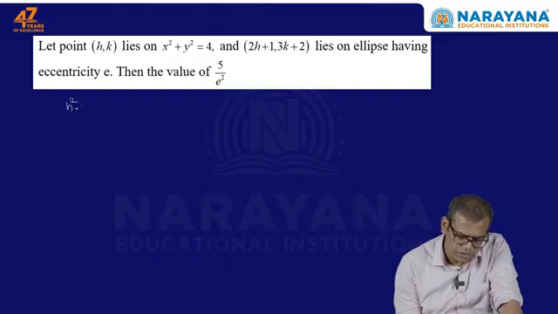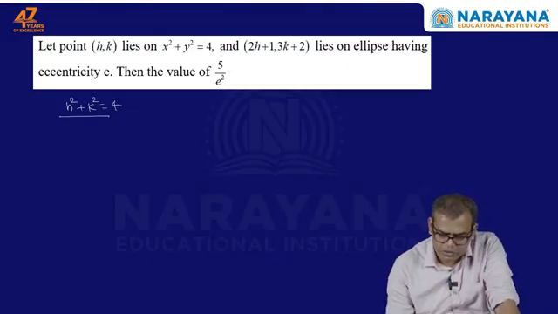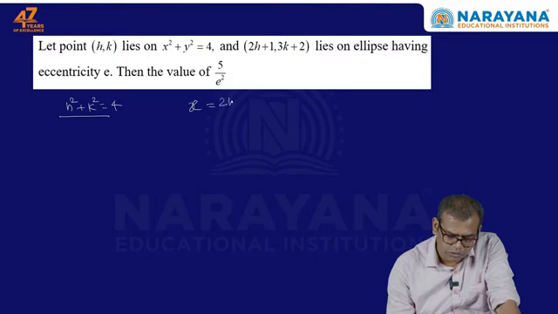So write the relation h square plus k square is equal to 4. And another point, 2h plus 1 comma 3k plus 2, lies on the ellipse. So write the locus of this point. So x is equal to 2h plus 1 and y is equal to 3k plus 2. So establish the relation between h and k.